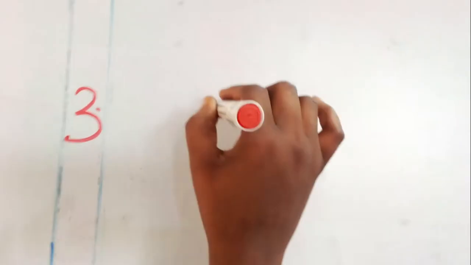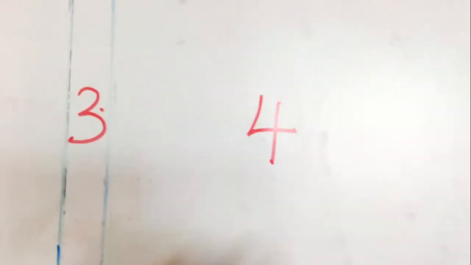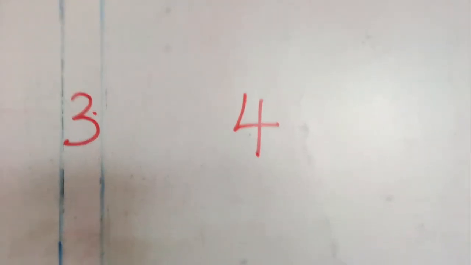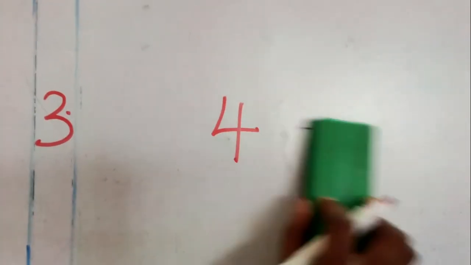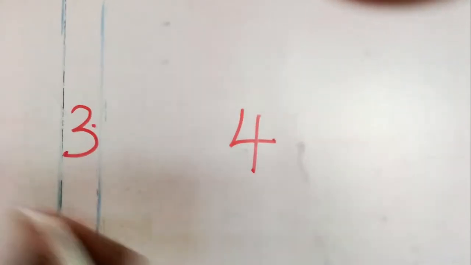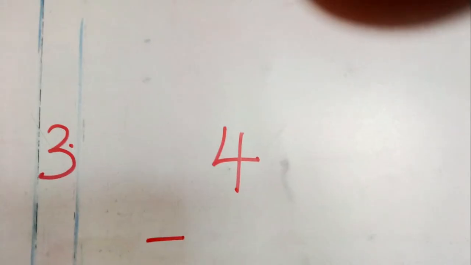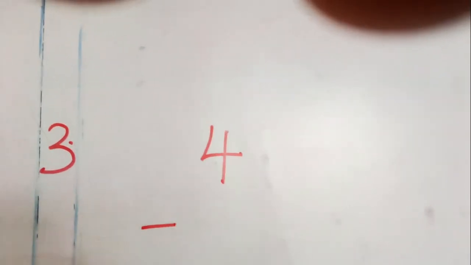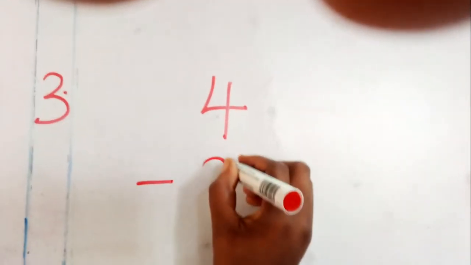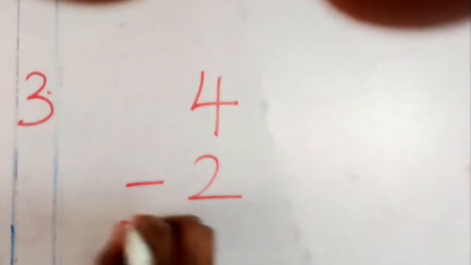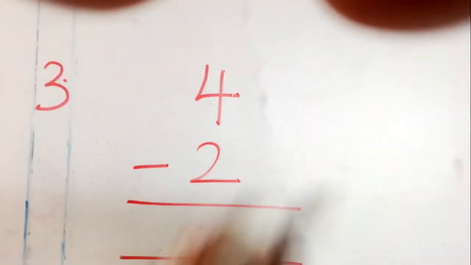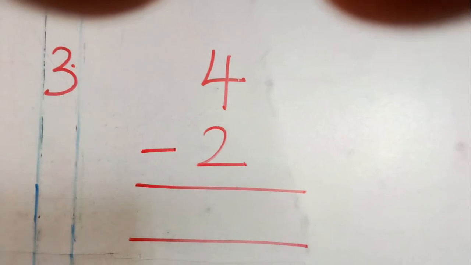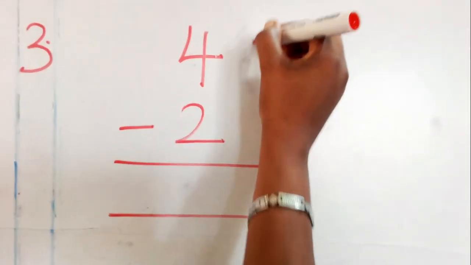Okay, I have number 4 on the board. Now I am not going to put my sign of subtraction here. I will put my sign of subtraction by the side, behind the number that I will take away. So I'm going to take away number 2 from number 4 because number 4 is bigger than number 2. So what will I do? I will make my 4 counters.